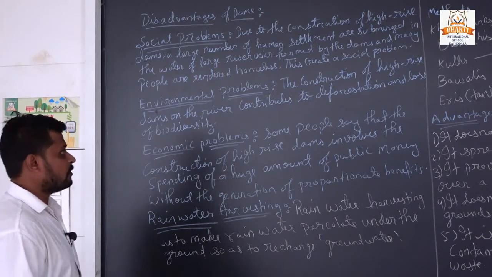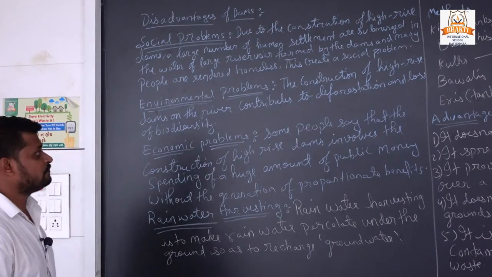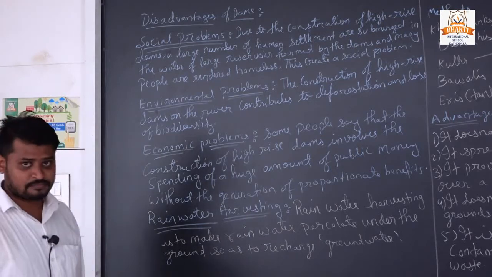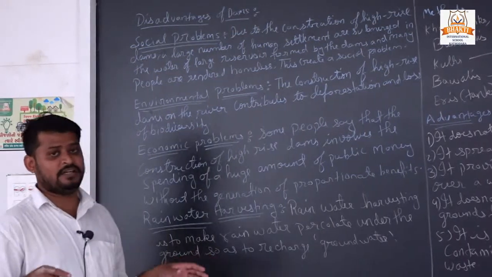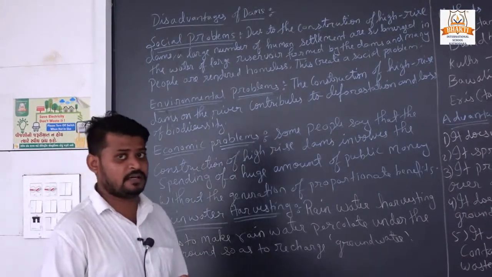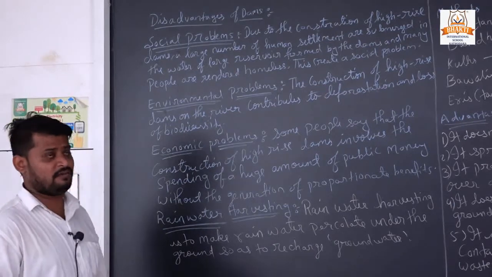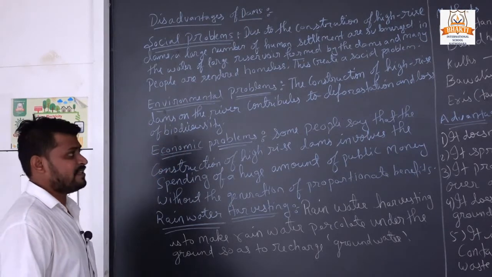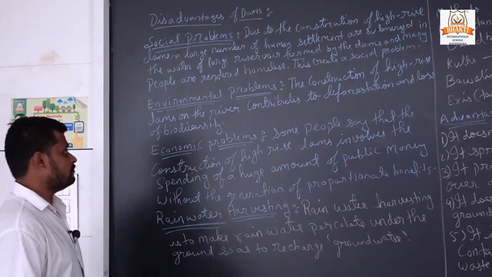Now, environmental problems. The construction of high-rise dams on rivers contributes to deforestation and loss of biodiversity. When we make a dam, most of the areas beside the dam, the trees and all the fauna and flora are submerged in the water, so they lose their lives. So loss of biodiversity and deforestation occur. That's why these are the environmental problems due to dams.